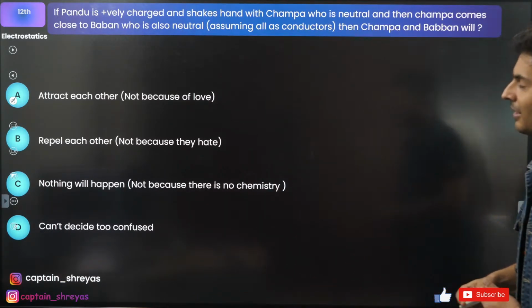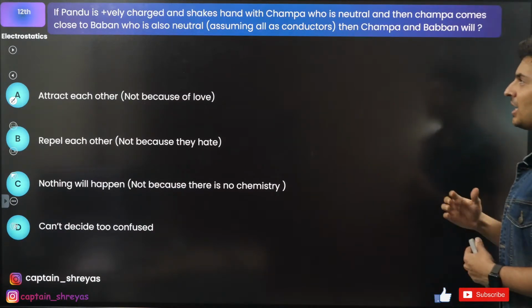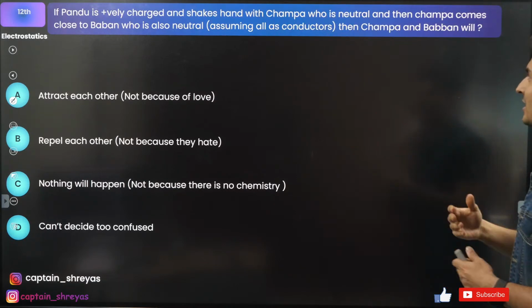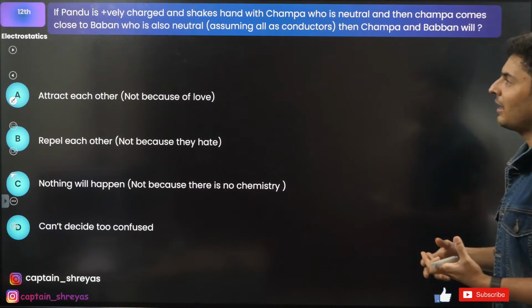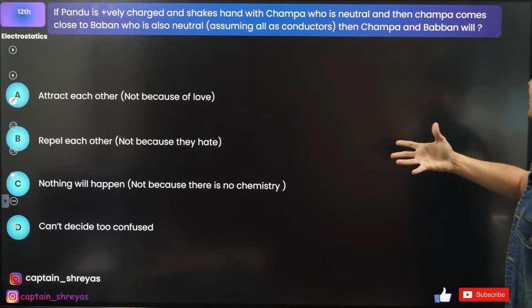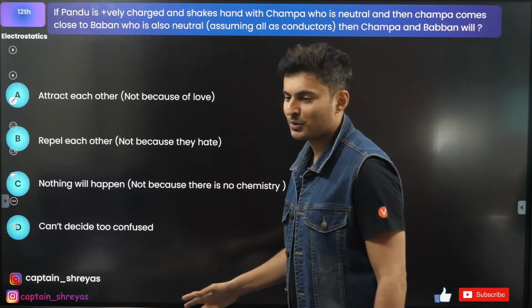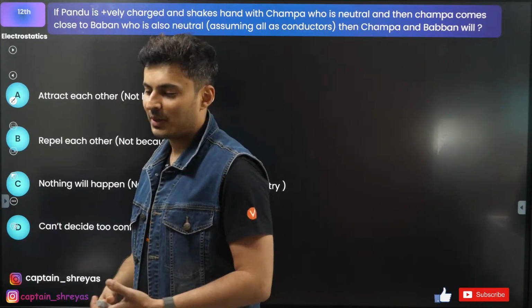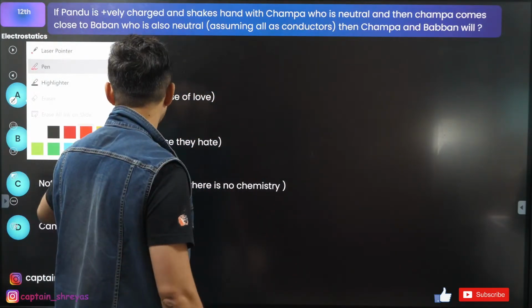Messiah. I hope someday. If Pandu is positively charged and shakes hand with Champa, wow, she's neutral. And Champa comes close to Baban, my God, some love triangle is happening. Baban is also neutral. Assuming everybody is a conductor, will Champa and Baban attract, repel, or will nothing happen? Can't decide, too confused. Come on, my dear warriors, figure this out. What should be the correct answer to this?